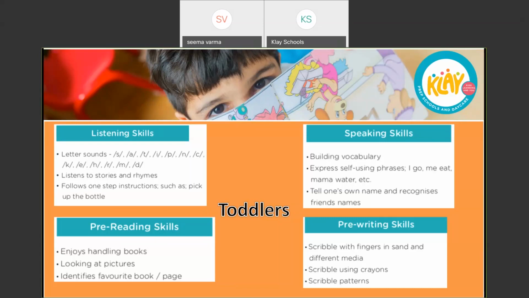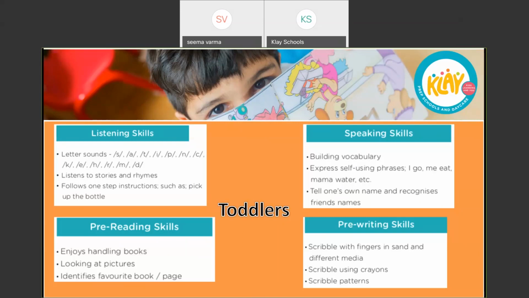At KLAY, we see it every day. Whenever it is story time, a toddler or a pre-K, for that matter even a K1 or a K2 child, will get up and get their favorite story. And they even recite key phrases. And what does all of this do? This in turn builds confidence and interest in reading.